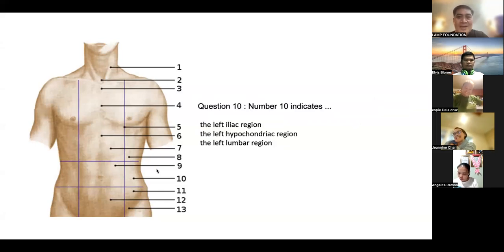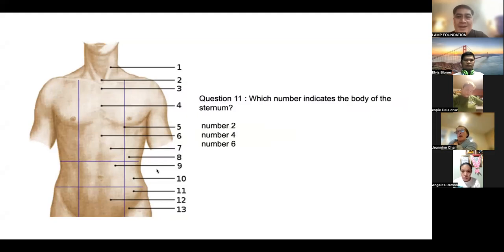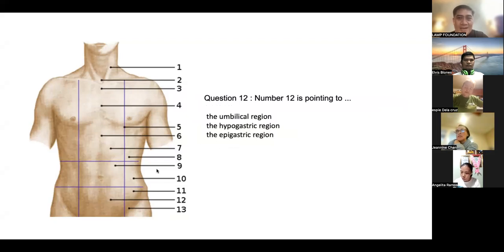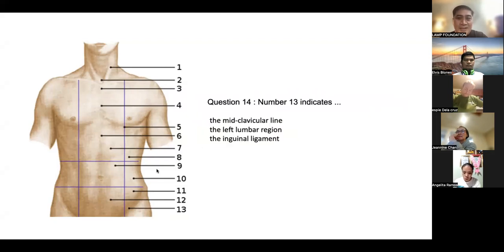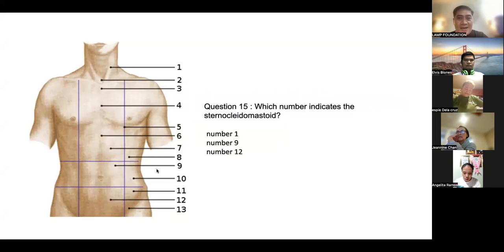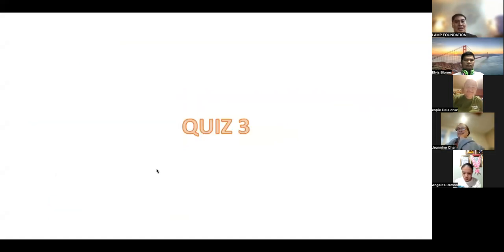Number 6. Number 10 indicates what? The left lumbar region. Which number indicates the body of the sternum? Number 4. Number 12 is pointing to what? The hypogastric region. Which number is pointing to the suprasternal notch? Number 2. Great. Number 13 indicates what? The inguinal ligament. And finally, which number indicates the sternocleidomastoid? Number 1.